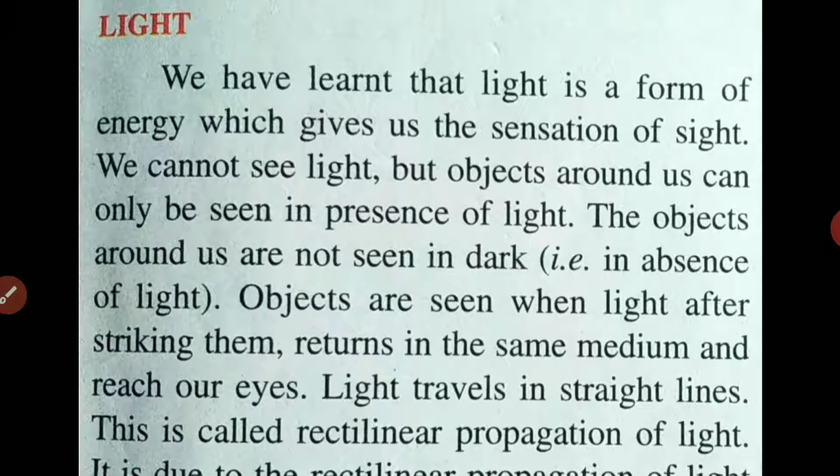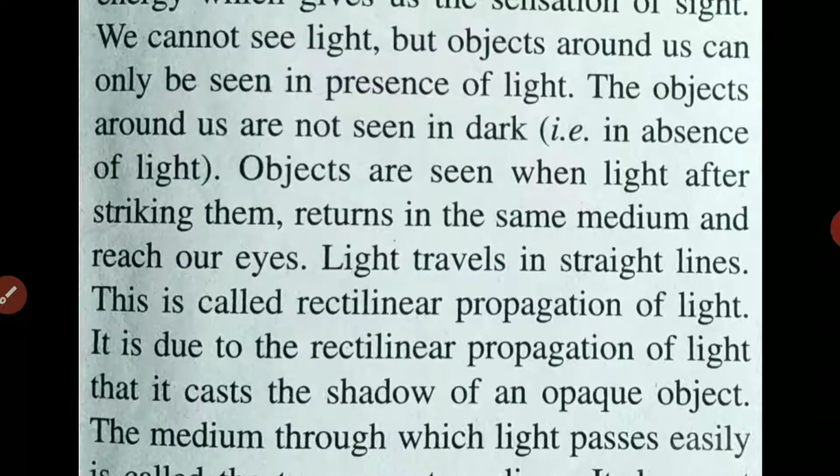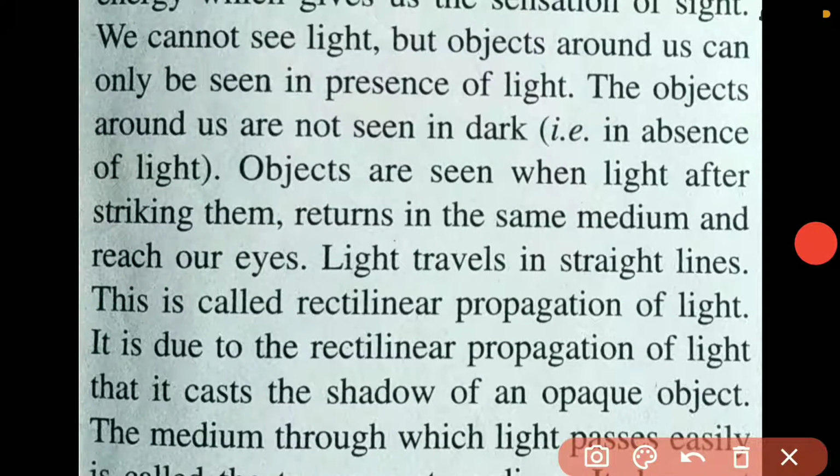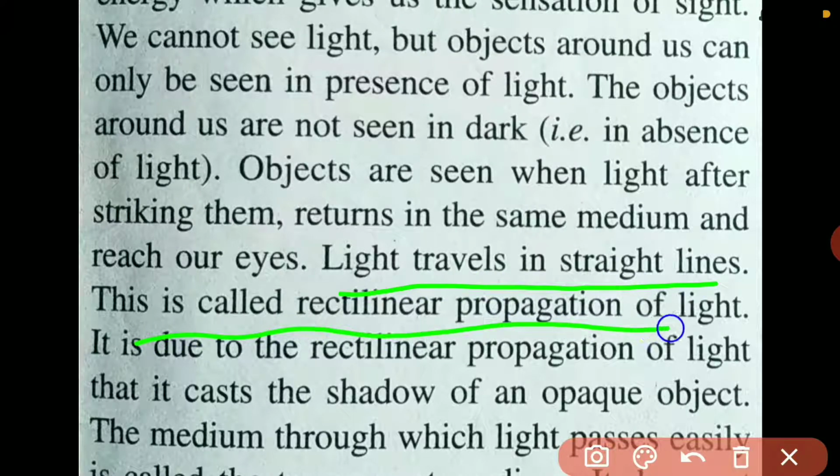So let us go to the next line. We cannot see light, but objects around us can only be seen in the presence of light. The objects around us are not seen in the dark, that is, in the absence of light. Objects are seen when light after striking them returns in the same medium and reaches our eyes. Light travels in a straight line. This is called rectilinear propagation of light.